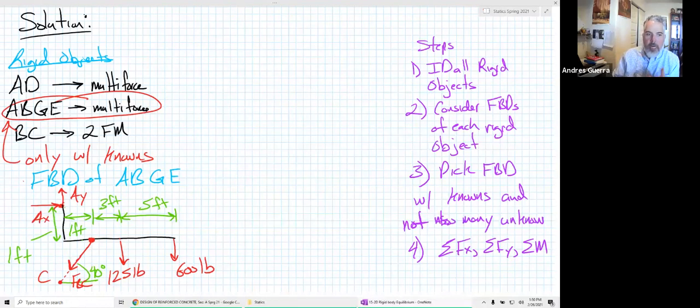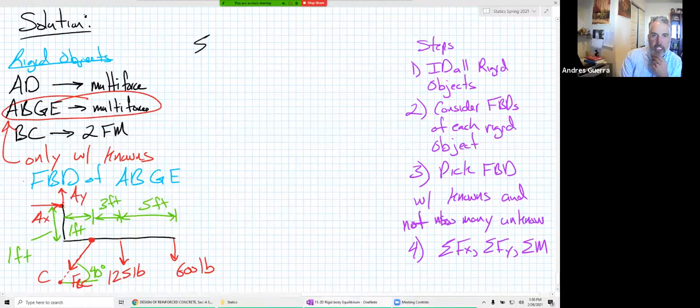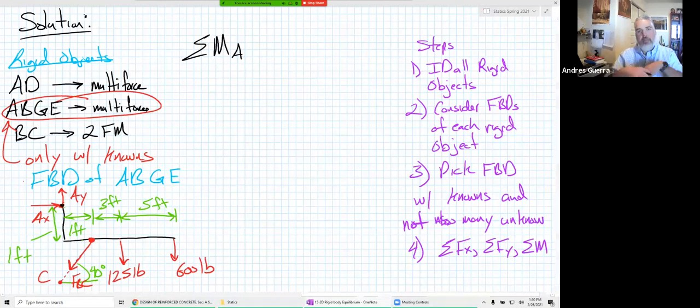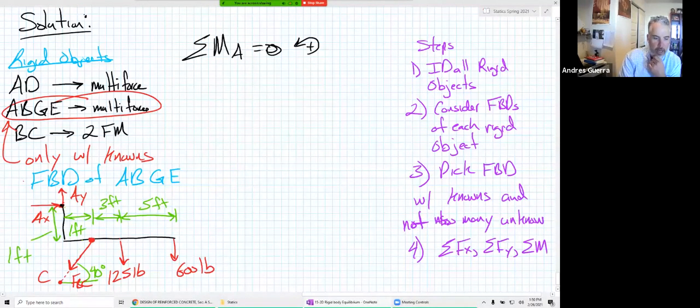The sum of the moment equation, though, if I pick a good spot, I can get rid of all but one. Which spot, anyone in the chat, should I take moments at in order to get rid of all of my unknowns but one? At point A. Right, because A has two unknowns. If I sum moments about A, AX and AY do not cause any moment about A, so they evaporate from our equation. So we're going to sum moments about A equal to 0, and we will do that when we come back on Monday.